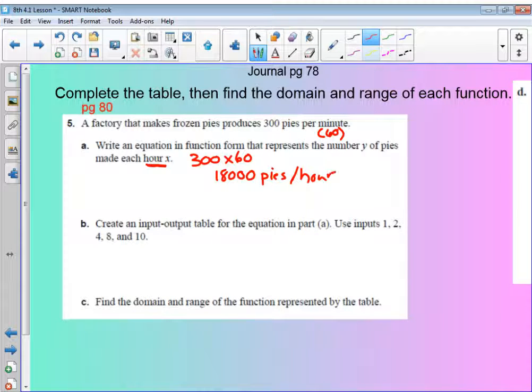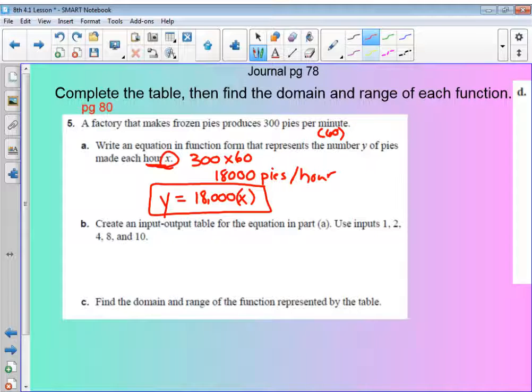Okay, they wanted us to go ahead and represent hour with an X. So our equation is going to be Y, our number of pies, equals 18,000 X. And you could leave that X without it being in a parenthesis also. That's the equation that we're going to use.